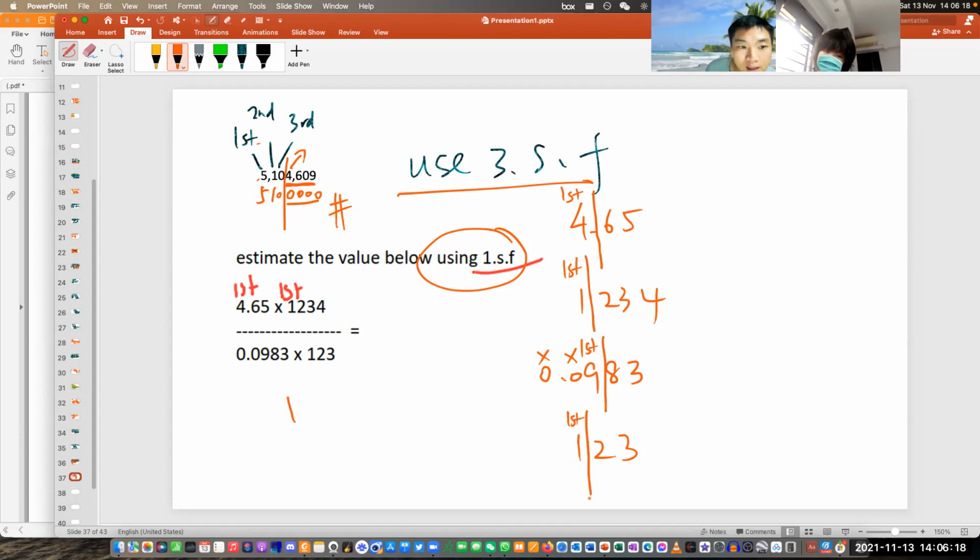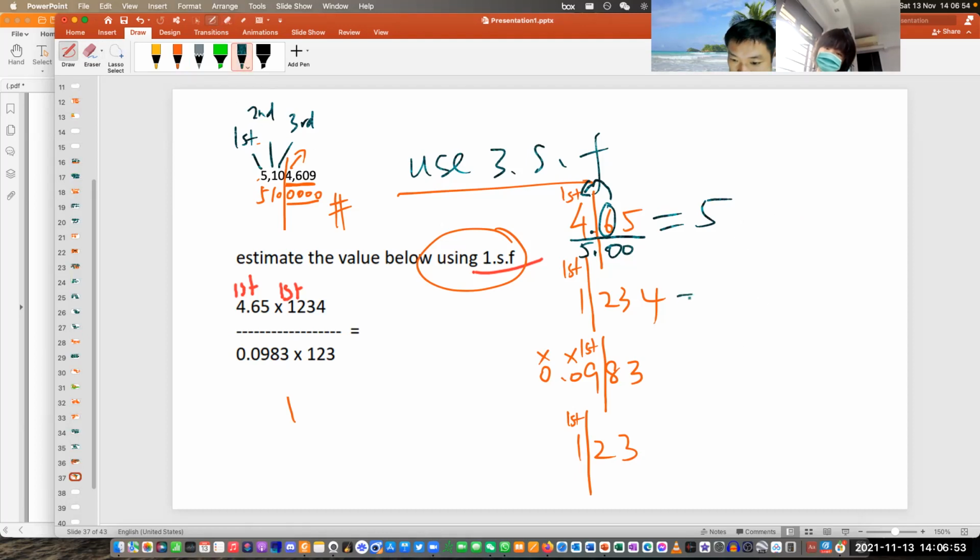Now ask yourself, for this one, do you round up or round down? Round up. So 4 becomes 5. There is a decimal point here, so you put a decimal point, and the digits behind you replace by 0. So 4.65 becomes 5.00. In fact, you don't have to write the 00 behind.